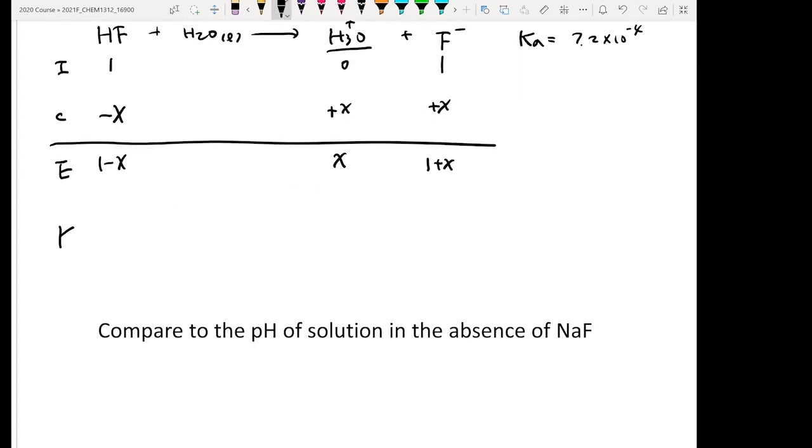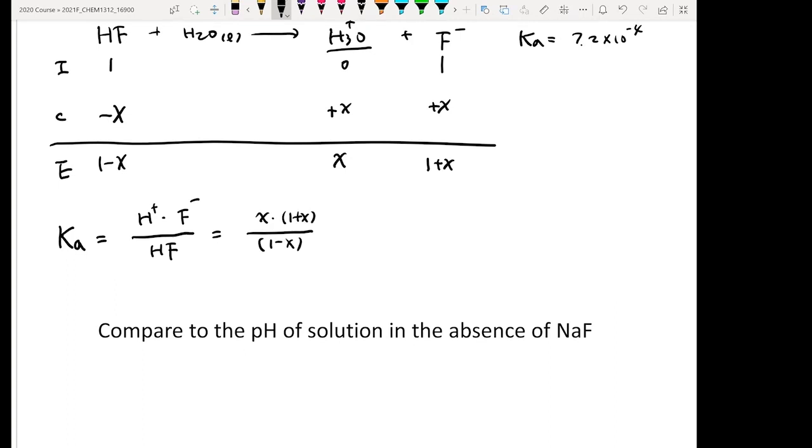Then you use Ka to solve this, okay? So your Ka is going to be proton concentration times your F minus concentration divided by your HF concentration at equilibrium. So that will be X times 1 plus X divided by 1 minus X.